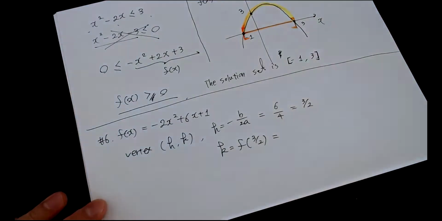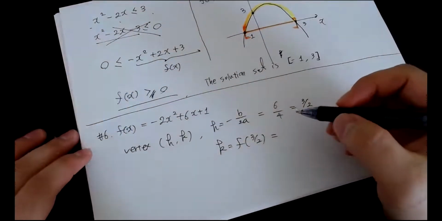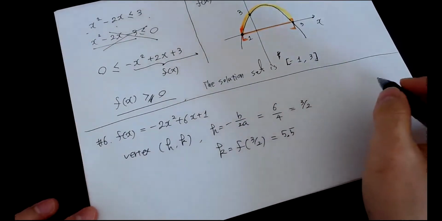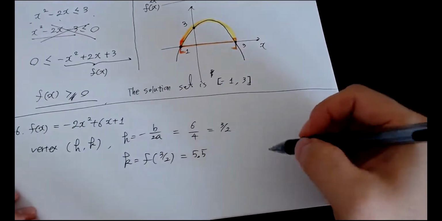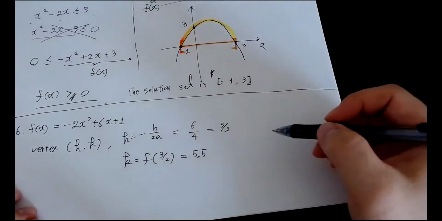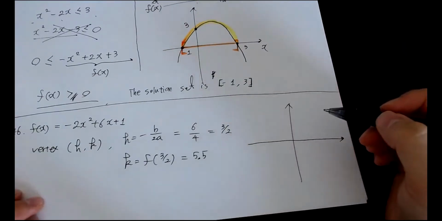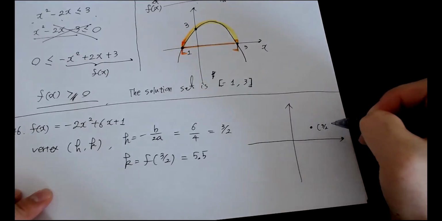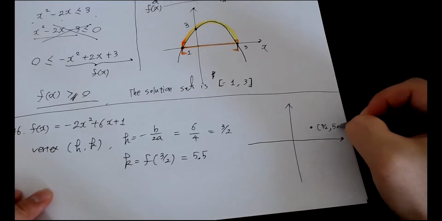Okay, let me figure out f of 3/2 using the calculator. So I just figured out f of 3/2, which is 5.5. Now let's plot the graph of f of x roughly. I know you don't have to, but to better understand, I'll just plot it. So let's say this is the vertex. 3/2 is nothing but 1.5, so you can say 1.5 instead of 3/2. Okay, it doesn't matter. 5.5.